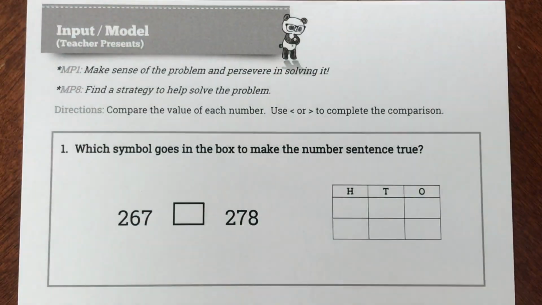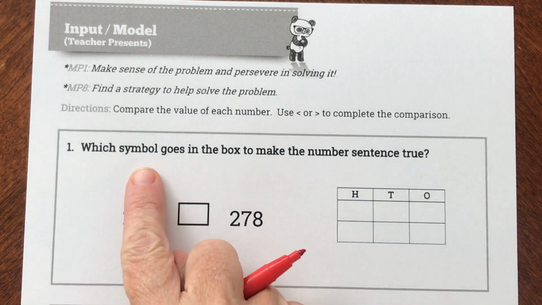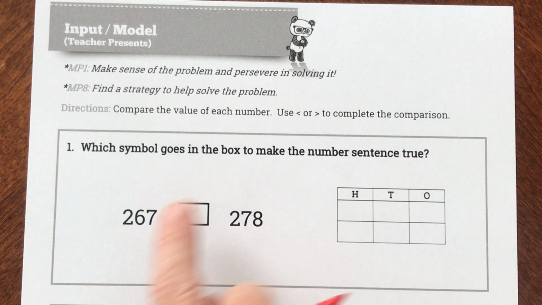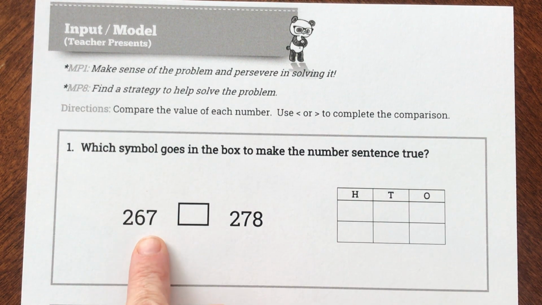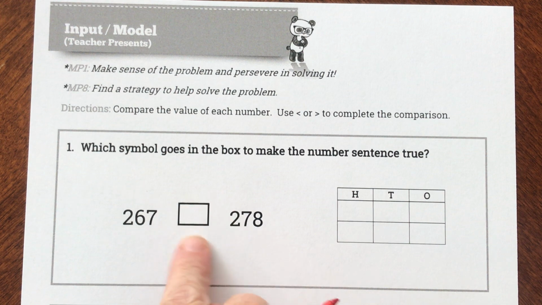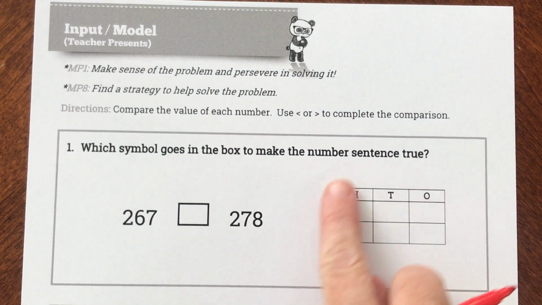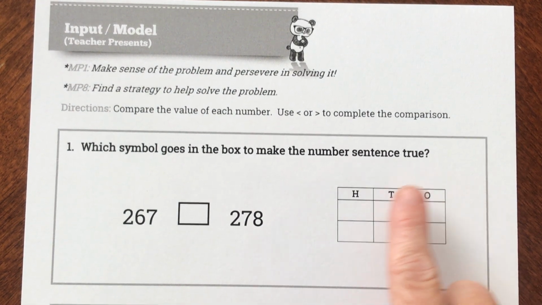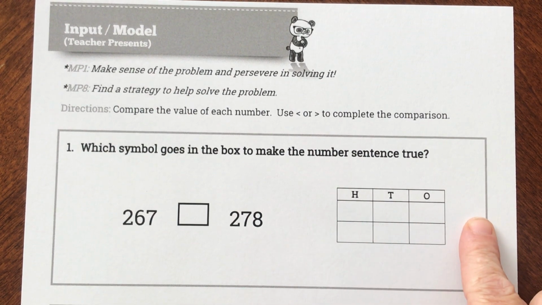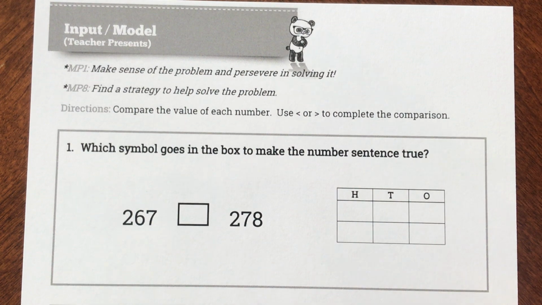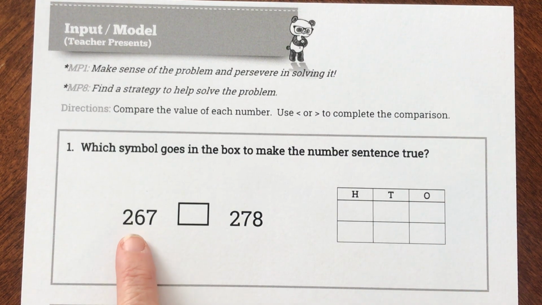Here is my first problem. My first problem says, which symbol goes in the box to make the number sentence true? So here are my numbers, 267. The box is where they want me to add either a greater than or less than symbol to 278. This is my place value chart. So my steps say to draw one, but they already gave it to me. So this is my ones, tens, and hundreds that we've been talking about. Okay, so my next step is I'm going to write them in.